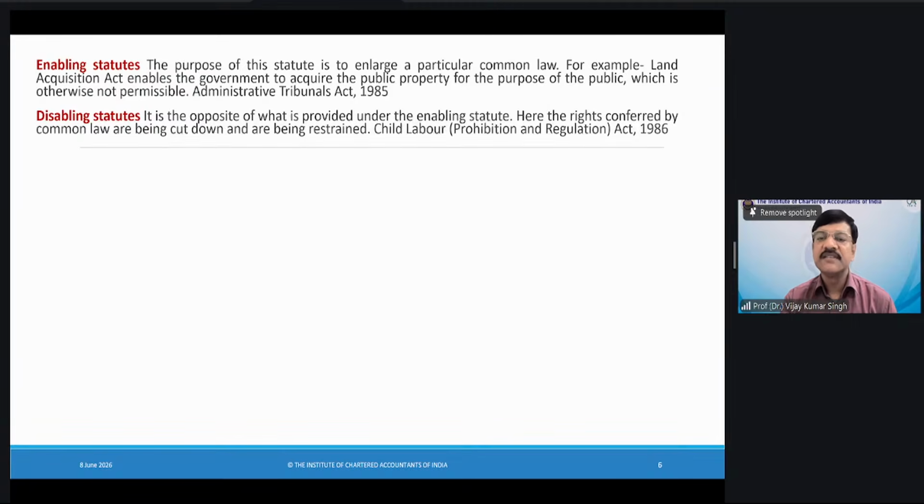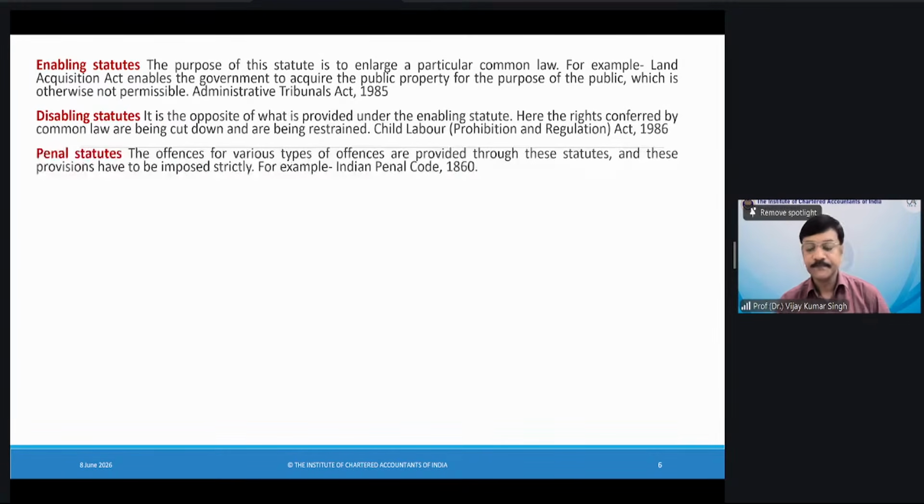For example, the Child Law Prohibition and Regulation Act prohibits you from doing certain things. UAPA, it prohibits you from doing certain things. This is what is called disabling statutes. MCOCA, or maybe smuggling laws, or maybe FEMA provisions, which disable you from dealing with foreign exchange without permission, right? So these are all disabling statutes.